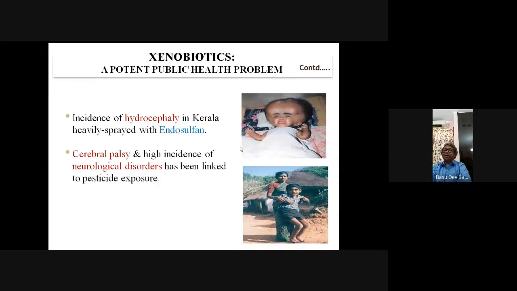Some other examples of pesticide exposure: you see hydrocephaly, where the head is enlarged. You might have read in the newspaper just a few days back that the body weight of a child was 13 kilos and the head was 10 kilos. This is one of the children born in Kerala in the heavily sprayed area with endosulfan. One of the pesticides is a carbamate pesticide, which we use for brinjal and ladyfinger, and we are paying a very heavy cost in neurological disorders and cerebral palsy for this exposure.